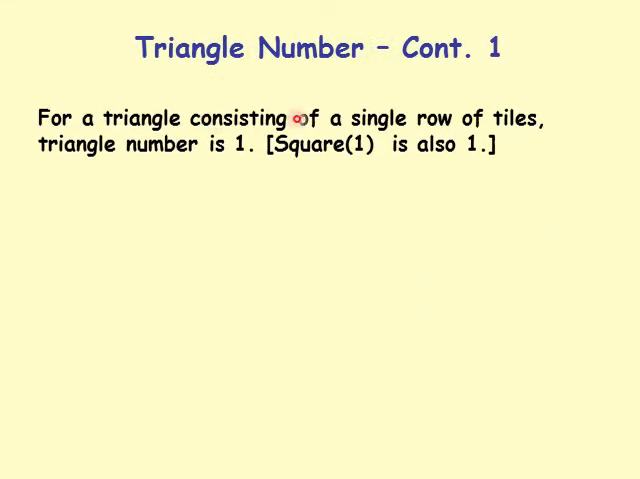For a triangle consisting of a single row of tiles, the triangle number is 1. Square of 1 is also 1, and triangle of 1 is also 1.